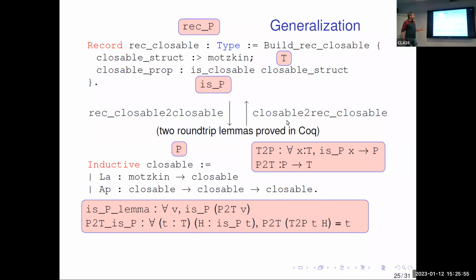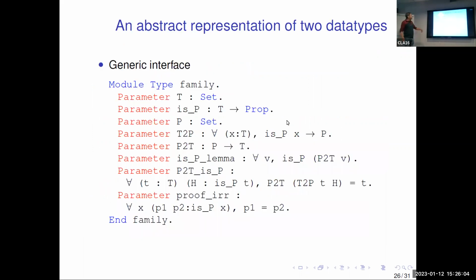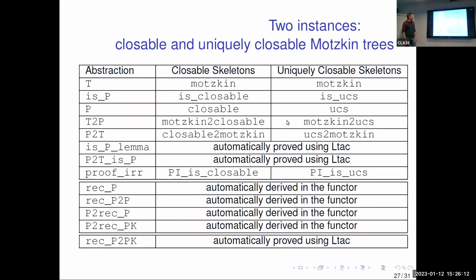Once you have all these properties, which can be shown automatically in some circumstances in Coq, you can have a generic interface with a module type, which summarizes all these elements. And you can have two instances, for instance, where T can be is P and P can be instantiated either with closable or uniquely closable lambda terms.